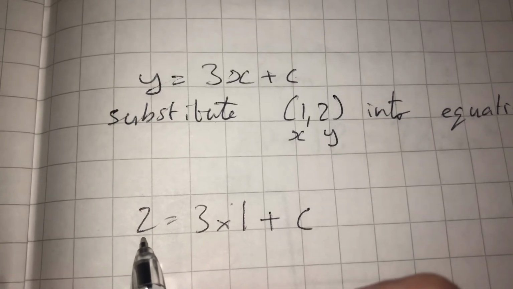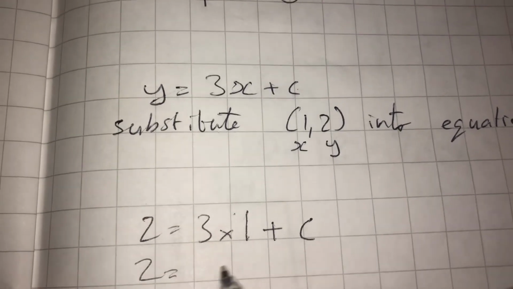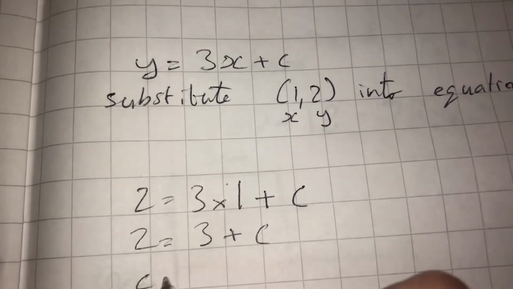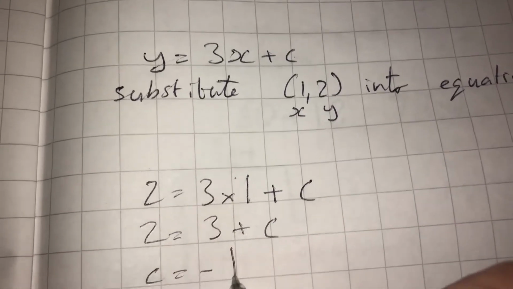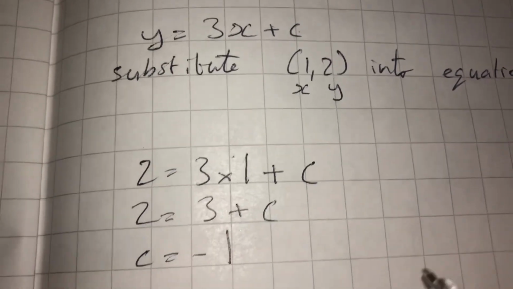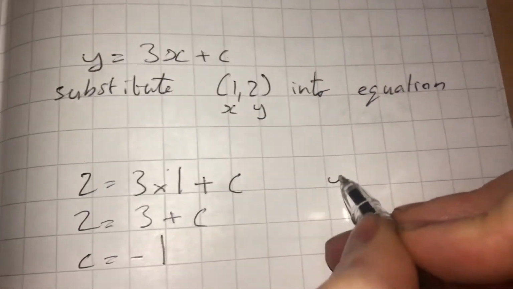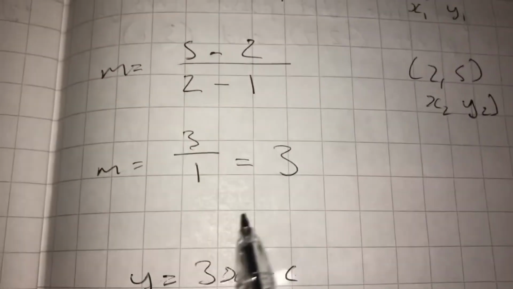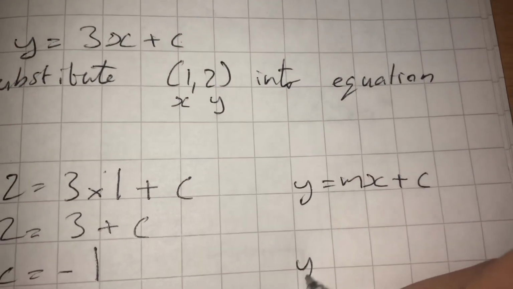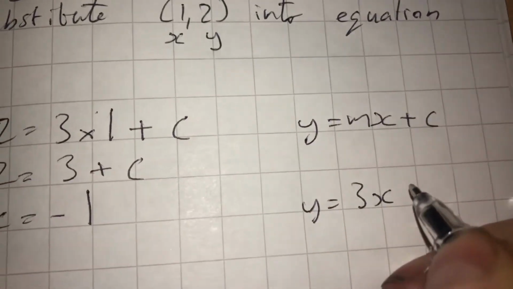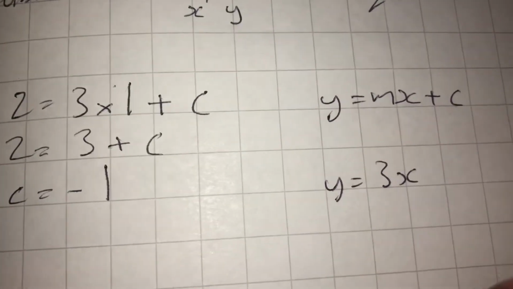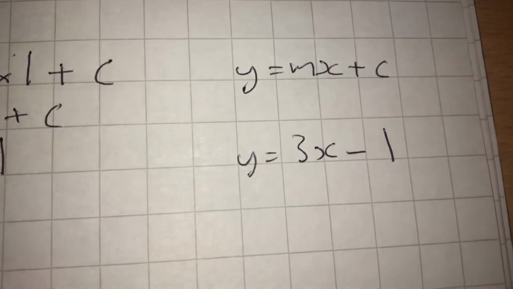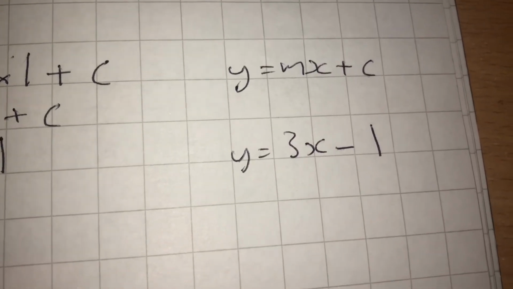Okay, so 2 is equal to 3 times 1, which is 3, plus c. Therefore c is equal to 2 take away 3, which is minus 1. So the final form of this equation, so if I consider y equals mx plus c, I found my value of m earlier to be 3, so y equals 3x, and c is minus 1, so plus minus 1, so we just write that as minus 1, because plus minus is of course a minus. And that is our final answer for this.